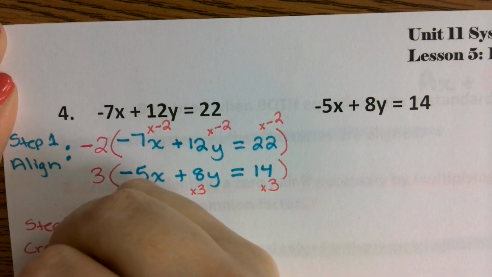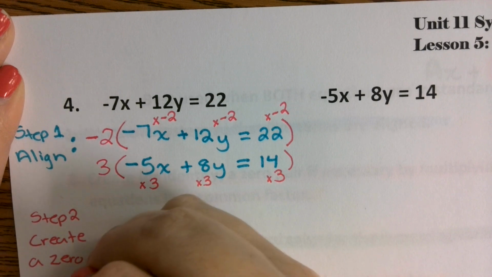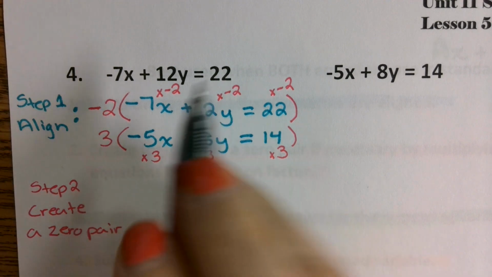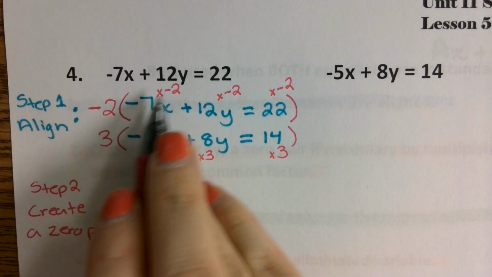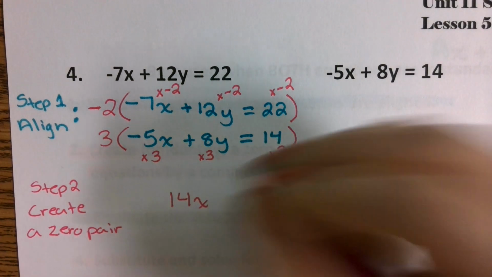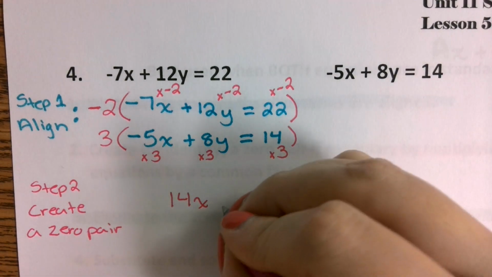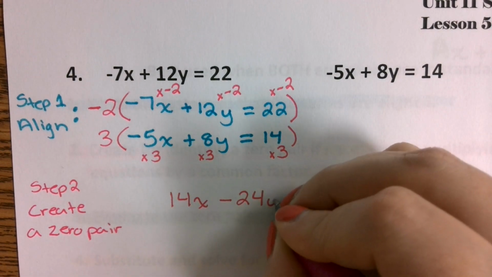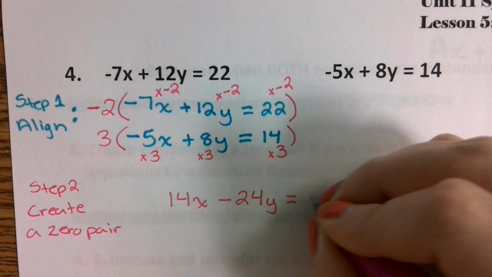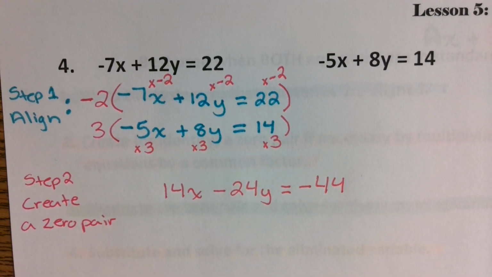I'm going to create, this time, a 0 pair. I have to create a 0 pair. So when I do that, what is negative 2 times negative 7x going to become? 14x. What is 12y times negative 2? Negative 24y. And what is 22 times negative 2? Negative 44. Be mindful of those negative signs.